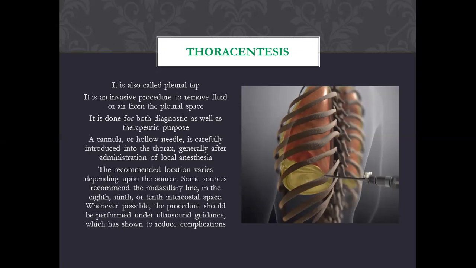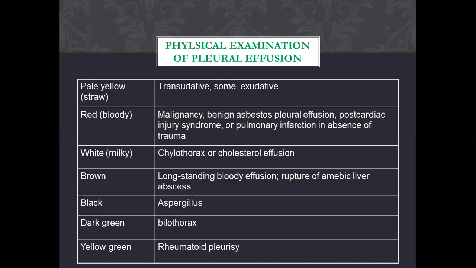After having the pleural tap, we send the fluid to the laboratory for analysis. First is the physical examination. It gives us some clues. When the color is yellow, it shows it's transudative. When it is purulent, it shows an empyema. But sometimes exudative also shows the yellow color.